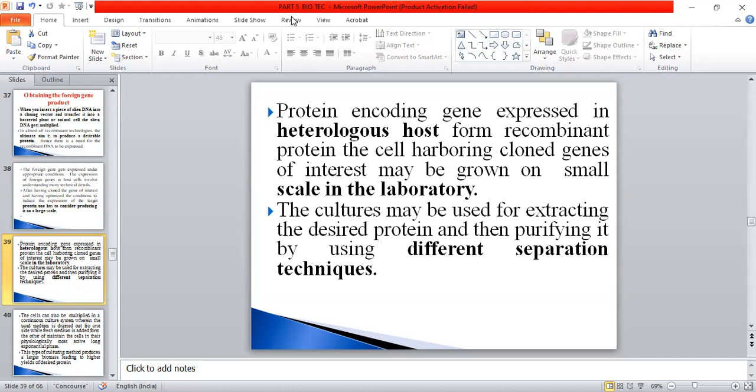Taking amino acids as an example, paper chromatography is there. Take protein molecules as an example too. Suppose you have a mixture of protein molecules and you want to isolate them. One of the techniques used is chromatography. There are so many chromatographic techniques available commercially.